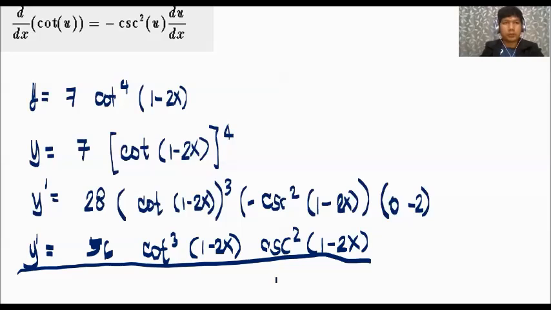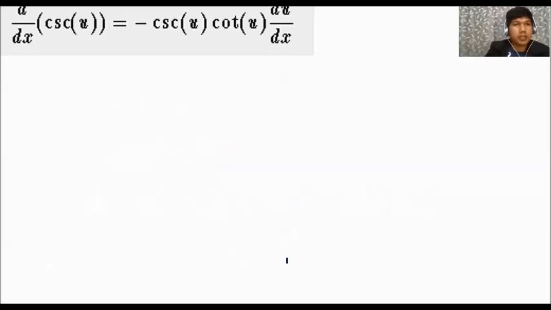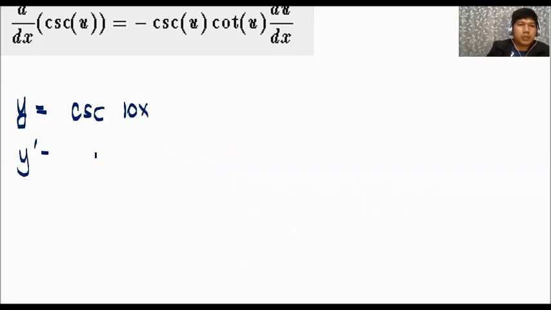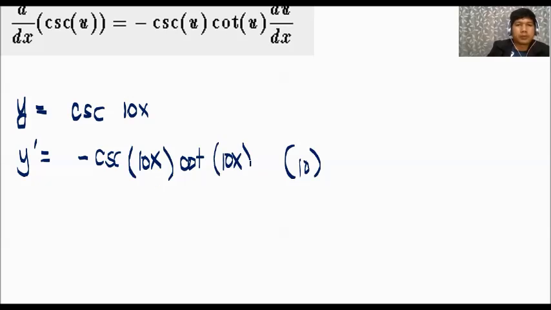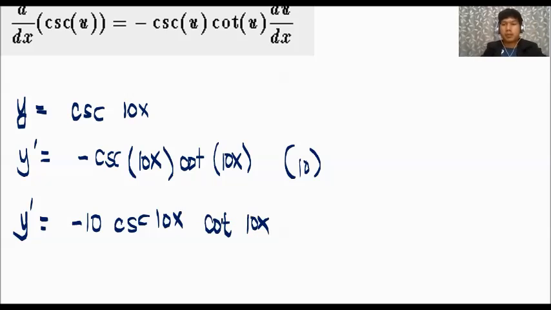So let us move to cosecant u. The derivative of cosecant u is equal to negative cosecant u cotangent u, then the derivative of u. For example, y is equal to cosecant of 10x. So y prime of this is equal to negative cosecant of 10x cotangent of 10x. Then the derivative of 10x is equal to 10. So our y prime is equal to negative 10 cosecant of 10x and cotangent of 10x. So that's how it is.